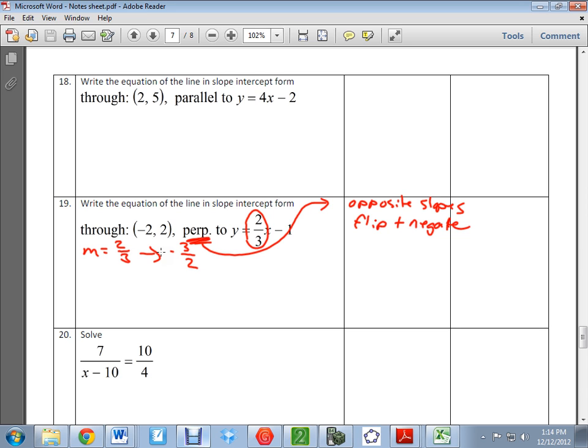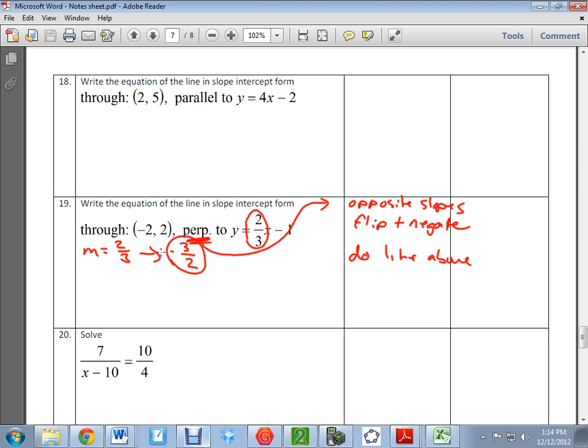Very good. I flip it upside down to be 3 halves, and then when I negate it, it was positive, now it's negative. So my slope for my line is negative 3 halves. The rest of this is done exactly like above. We do a lot of these types of problems, so we're going to do it like we did the other examples. Whenever I say y equals mx plus b, I need to know x, y, and m.